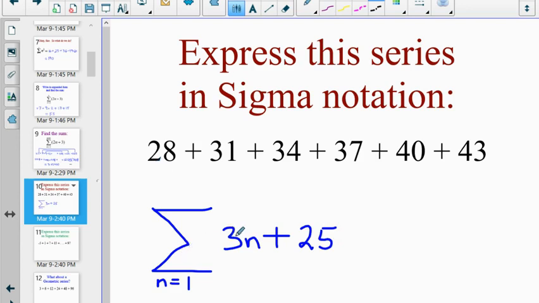Plug in 2, 3 times 2 plus 25 is 31. Plug in 3, I get 34. Plug in 4, I get 37. Since I have 1, 2, 3, 4, 5, 6 terms, if I go from n equals 1 to 6, that works pretty well. This is correct, but it's not the easiest way to do it, and in fact, it's not the way that I'm going to suggest that you do this problem. But again, it's not wrong.